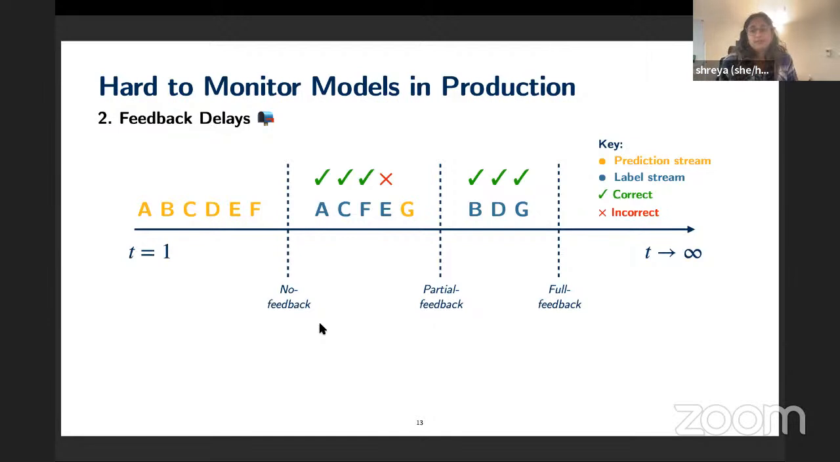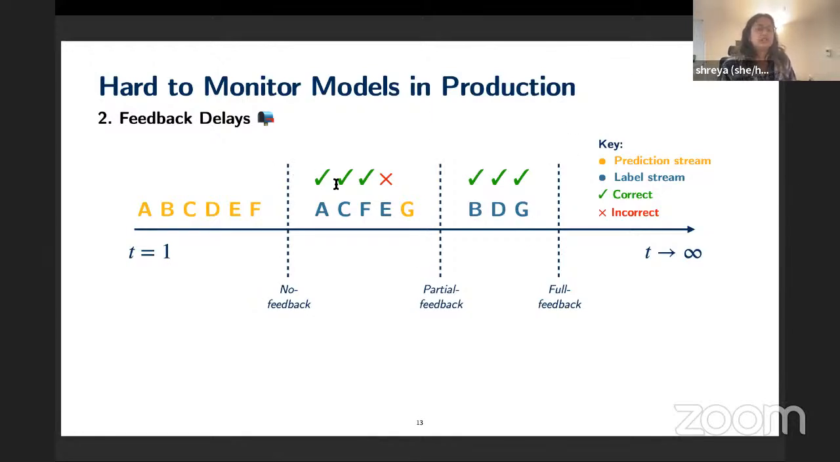I get some ground truth labels for the predictions I've made, maybe a week or two later. I get partial labels, so we call this the partial feedback setting. And then eventually we might get all the labels. Sometimes we don't even eventually get all the labels. But the point is, how do we have good estimates for performance in each of these dotted lines?